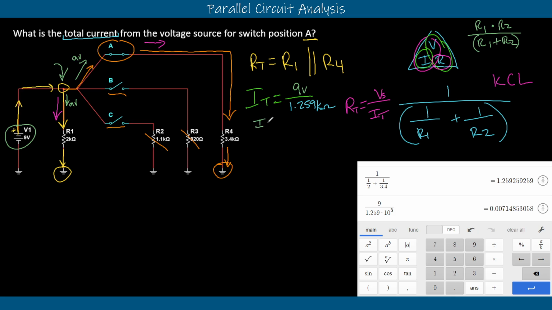IT is equal to 0.0071, we'll round that up, 5. And we'll move our decimal point back so that we get it into our notation here by 3. Then we have IT is equal to 7.15. That's our -3 location, so we'll put it at milliamps. And that is the total current for that piece there. So we're going to evaluate one more switch and see what happens with the next one.